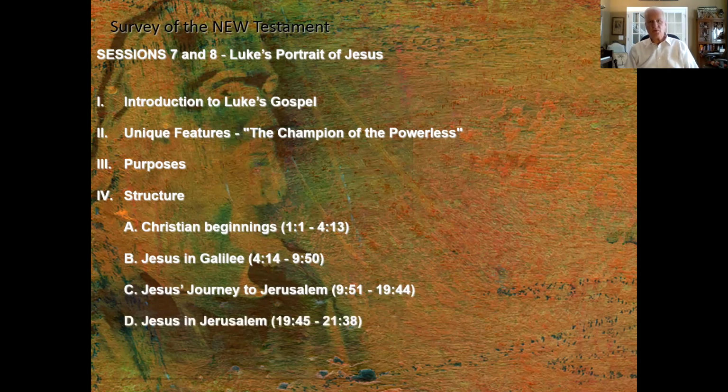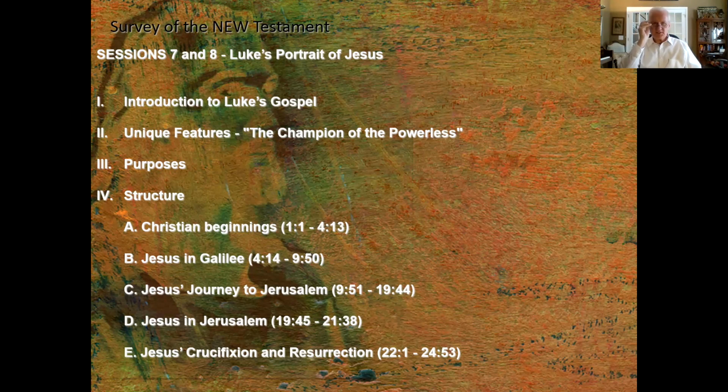Once he got to Jerusalem, then there is the story of basically his passion, his suffering and death and resurrection. His death and resurrection begins in chapter 22 and continues through the end of the gospel. And as we will see, the time that Jesus spent in Jerusalem is central to the Gospel of Luke.